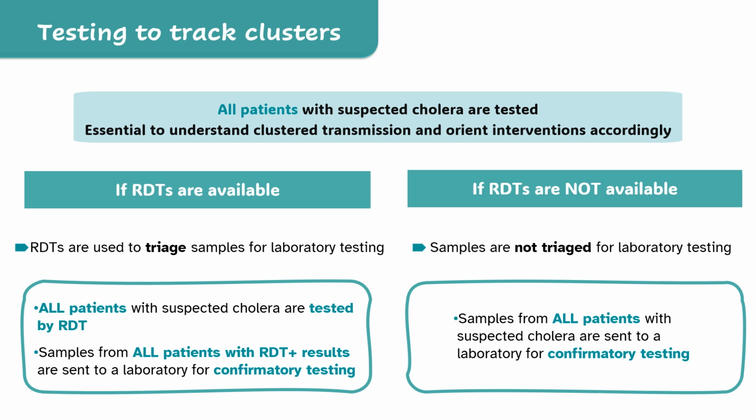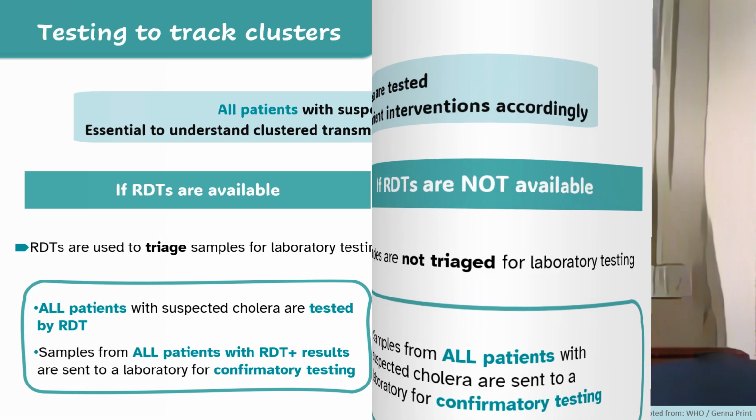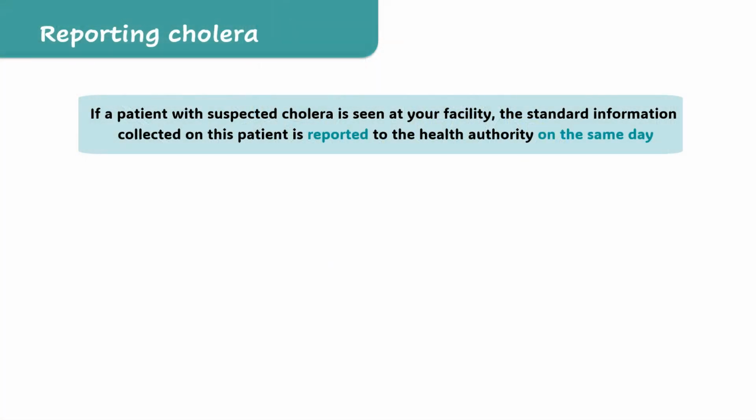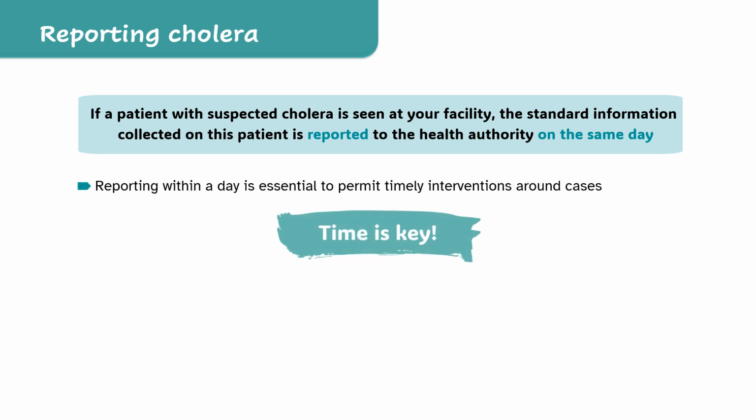If RDTs are not available at your facility, collect samples from all patients who meet the definition of a suspected cholera case and send the samples to a laboratory for confirmatory testing. Lastly, let's look into the reporting of patients with suspected cholera. If a patient who meets the definition of a suspected cholera case is seen at your facility, collect standard information on this patient and report it to your health authority within a day. Reporting any patient with suspected cholera within a day is essential to permit timely interventions around cases. Time is key to interrupt transmission.